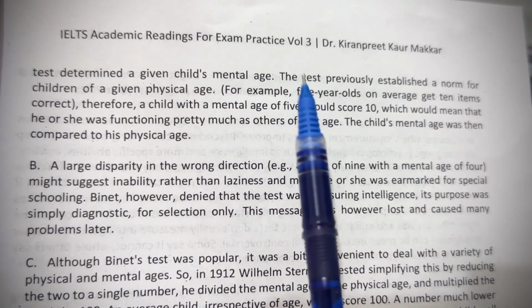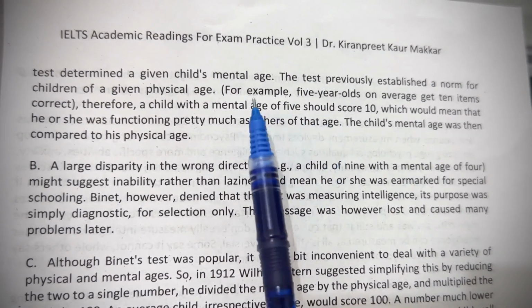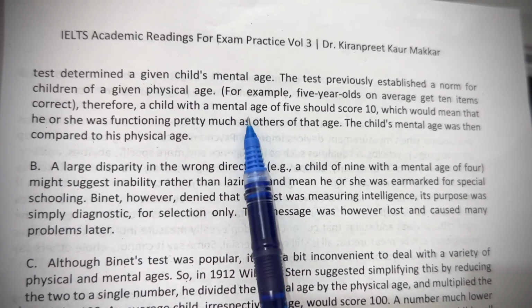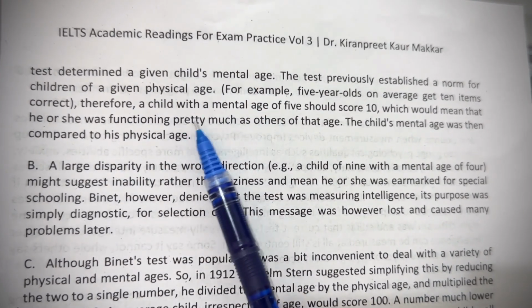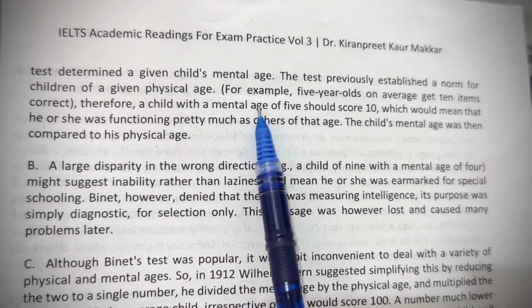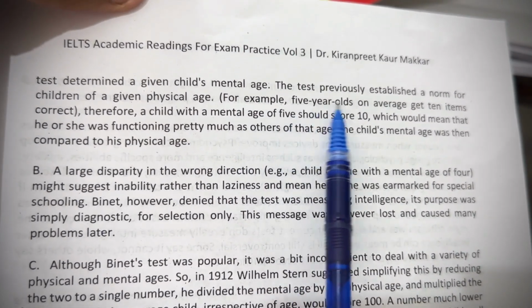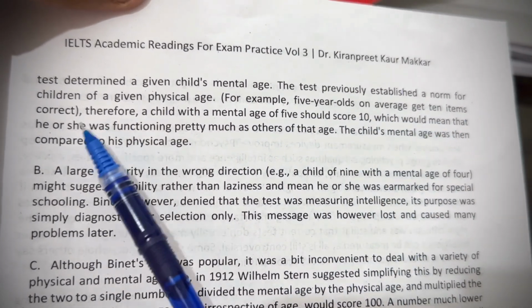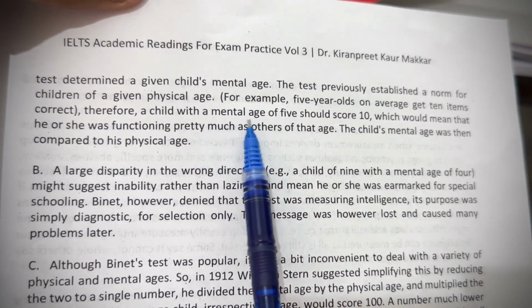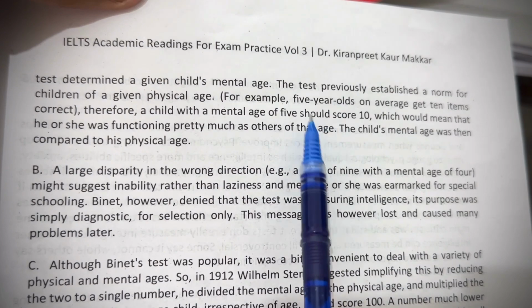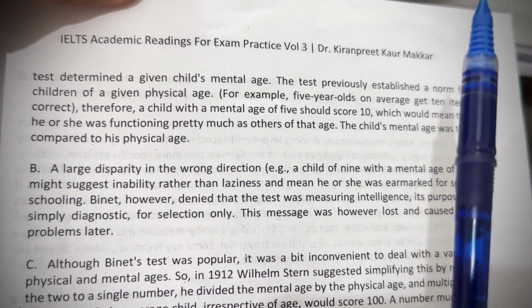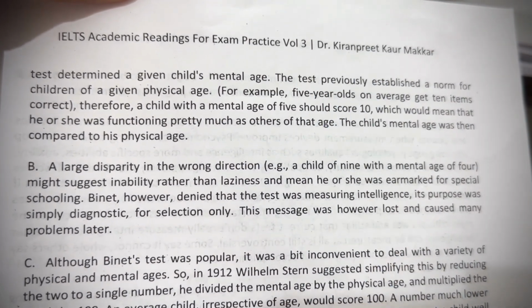So what I am reading from here is they are talking about age, and age. They are saying that the test was made according to the age. For example, 5-year-olds on average get 10 items correct, and a child with a mental age of 5 should score 10. So they are talking according to the age here. So let's read the options first of all and then match our answer.